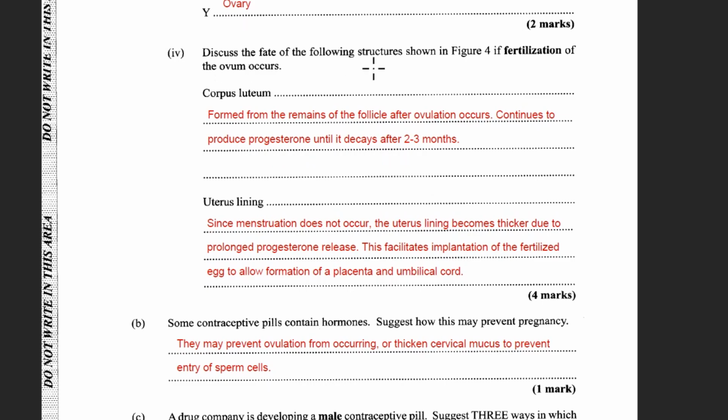Discuss the fate of the following structures shown in figure 4 if fertilization of the ovum occurs. Well, the corpus luteum is the remains of the Graafian follicle after ovulation has occurred. Basically, after the egg has been released, the casing around it, the follicle, decays to form a corpus luteum. That corpus luteum produces progesterone. It produces progesterone for typically a few days, but if implantation occurs, it continues to produce progesterone for a few months. The placenta produces progesterone after that.